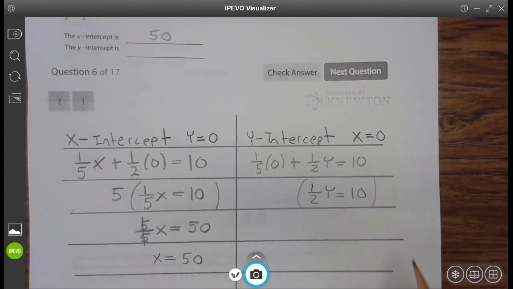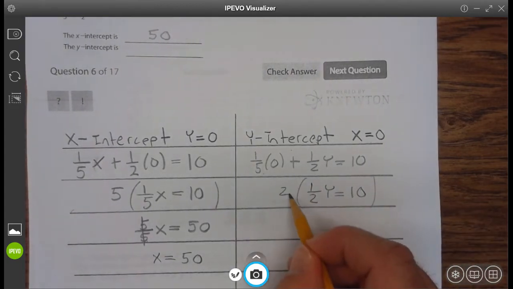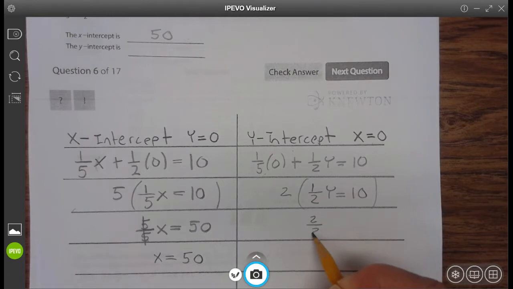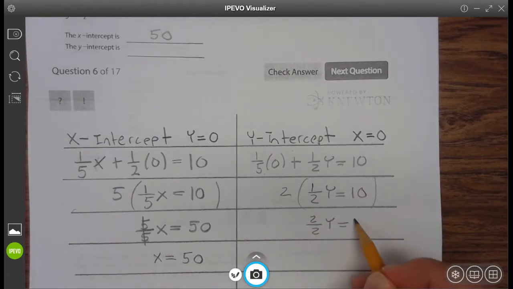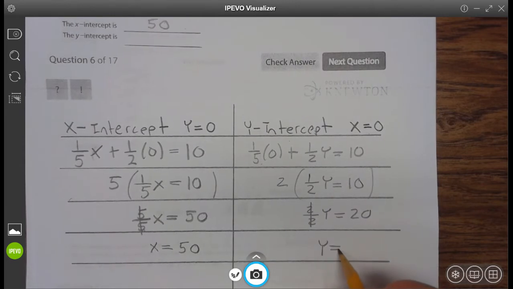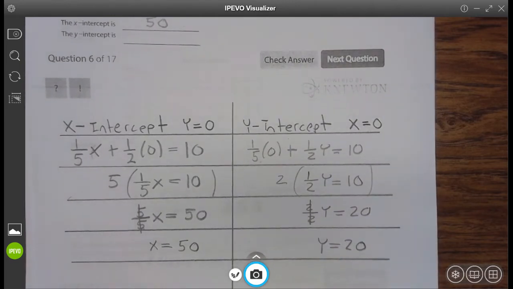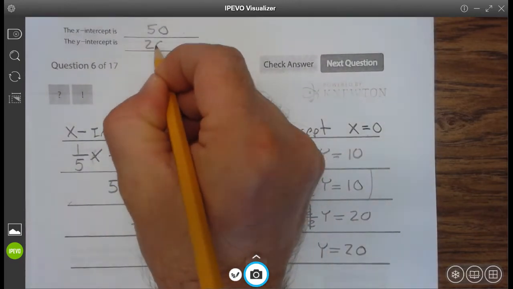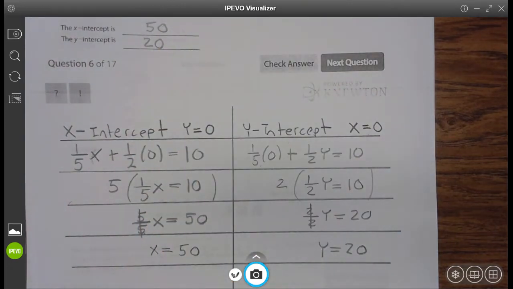We're going to multiply both sides by 2. 2 times 1/2 is 2 divided by 2 y. 2 times 10 is 20. 2 divided by 2 is 1, so y equals 20 is your y-intercept. All right, go ahead and finish up example 6.